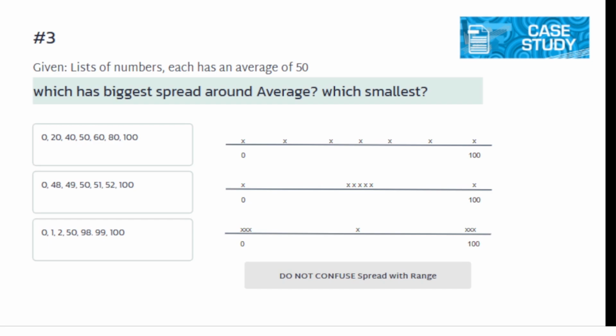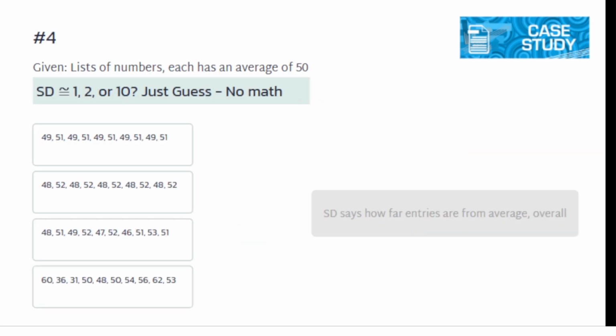Remember, do not confuse a spread with the range. There is more to spread than just the range. So for this case study, the range is the same for all the data sets, but the spread is different. Now let's move on to the next case study.